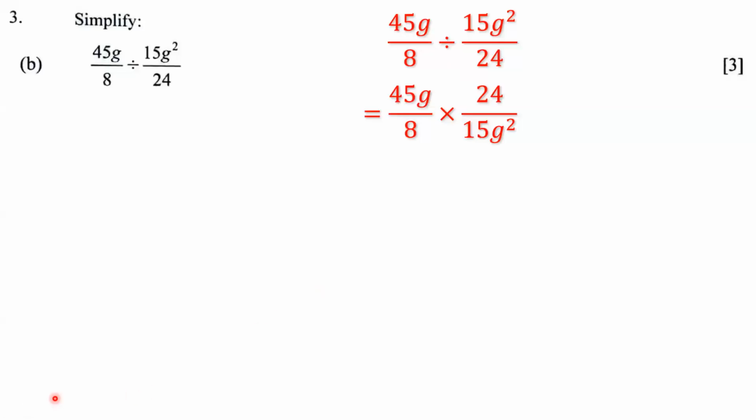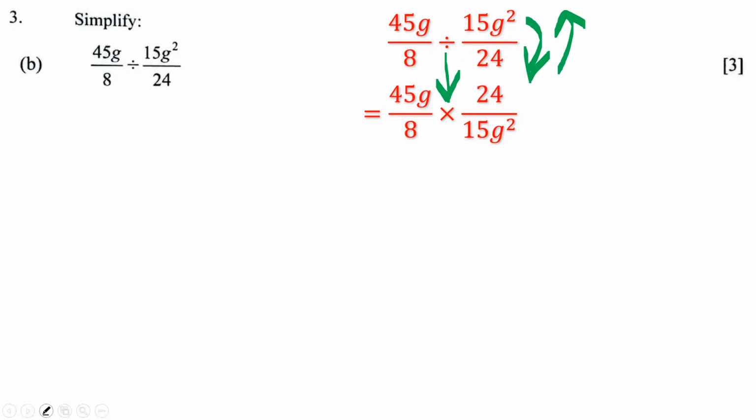What do I mean by flip? When we flip, we mean we take the 15g squared, put it at the bottom, and we take the 24, we put it at the top. So KSF, keep, switch, flip. Every time you're dividing two fractions, use that rule. We keep this first fraction, we switch this division sign to a multiplication sign, and we flip this particular fraction. So we put the 24 on top and the 15g squared at the bottom.